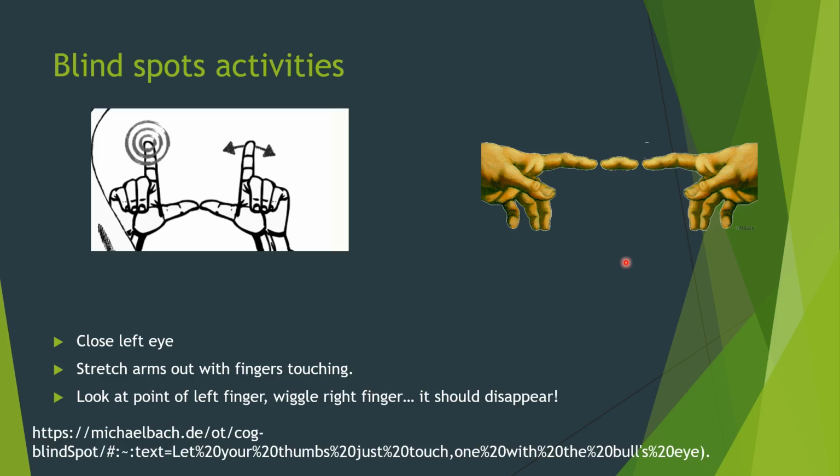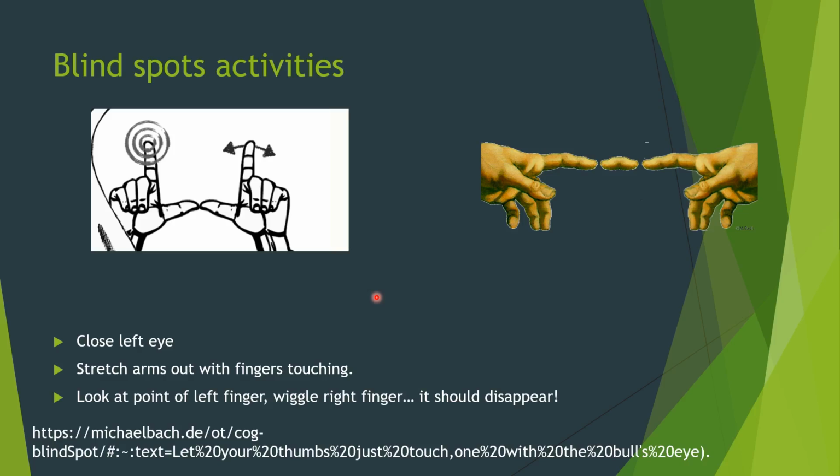Okay, so let's try identifying your blind spot. This is how you do it. We're going to follow these instructions over here using this picture, but if you like, you can click on this link to get more examples of this. Here's how we're going to find your blind spot.